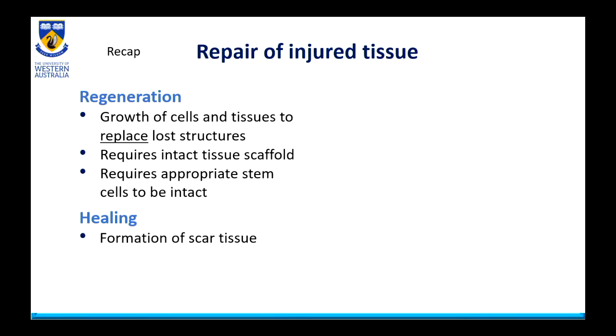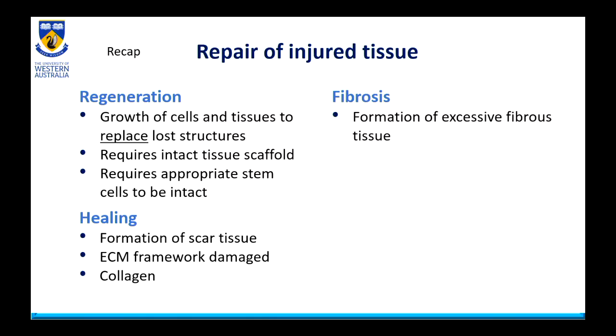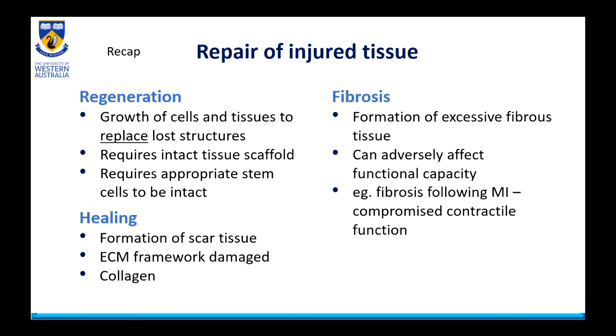Whereas healing was the formation of scar tissue. You needed an extracellular matrix framework in place. You needed collagen, which acted as part of that framework. And then fibrosis was where you had the formation of excessive fibrous tissue, which can adversely affect functional capacity. For example, fibrosis following a myocardial infarct where you've got compromised contractile function. With the heart, cells don't repopulate, they don't divide, so instead you get scarring and fibrosis in that area. And then of course the heart can't contract properly.